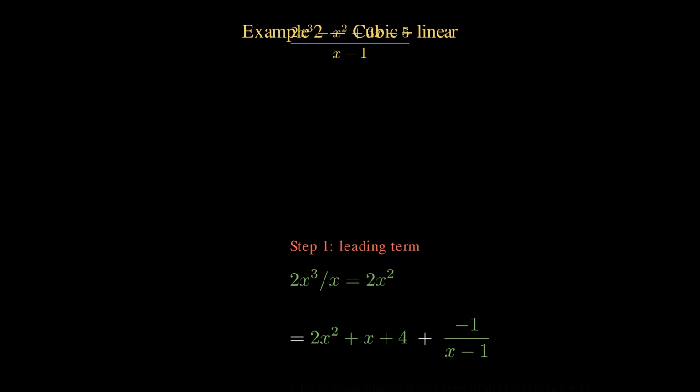You can verify the remainder by plugging x equals 1 into the numerator, because x minus 1 goes to 0, and the numerator must match the remainder there. Always write the remainder over the original divisor if it is not 0.